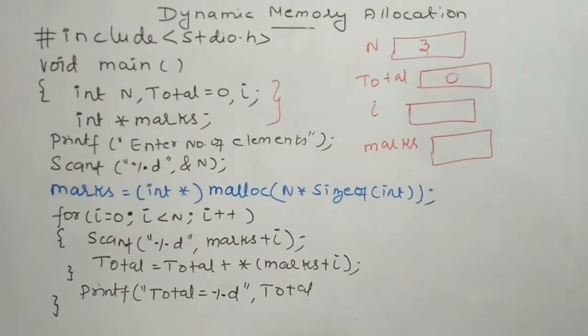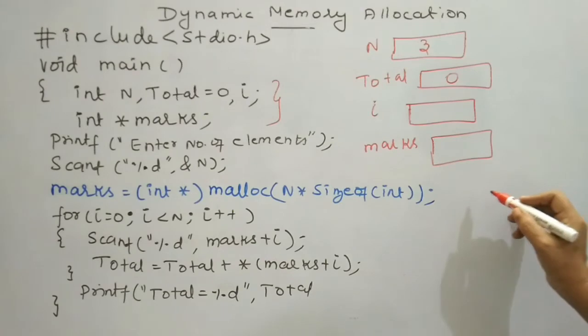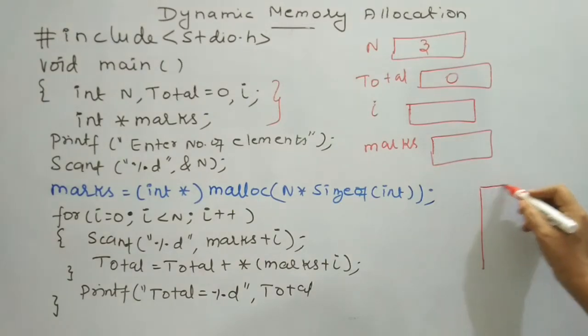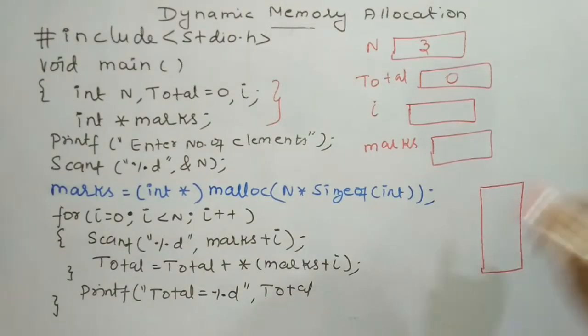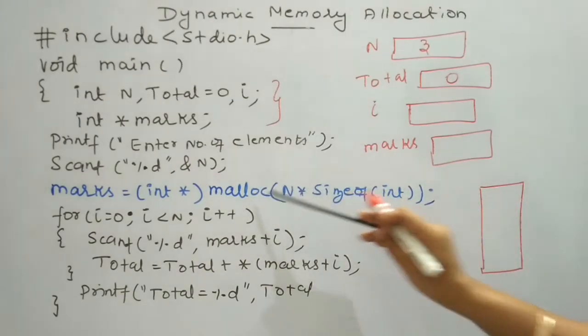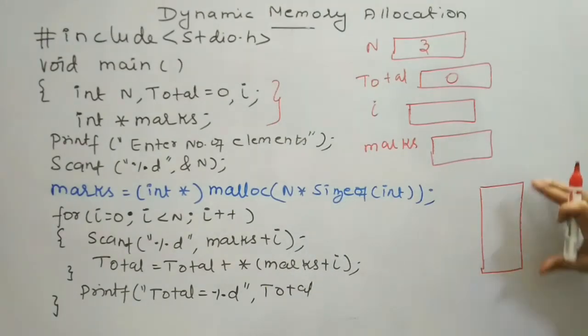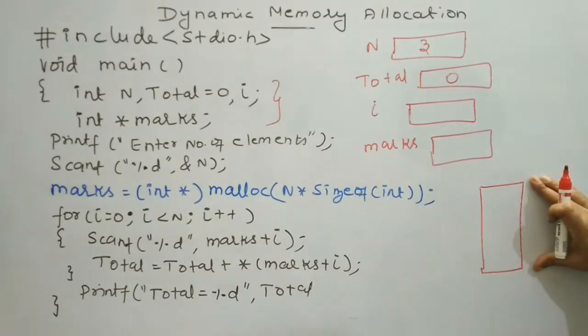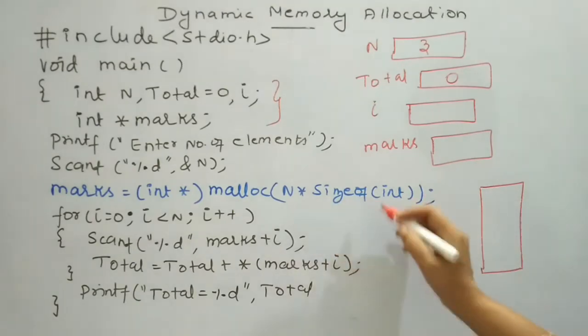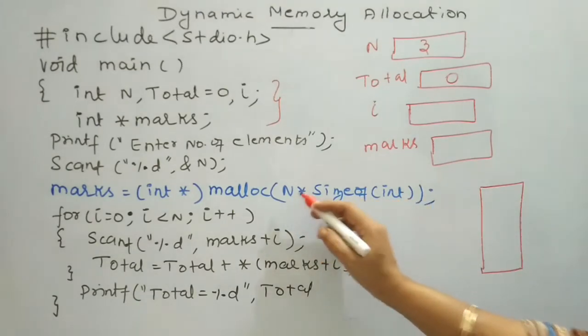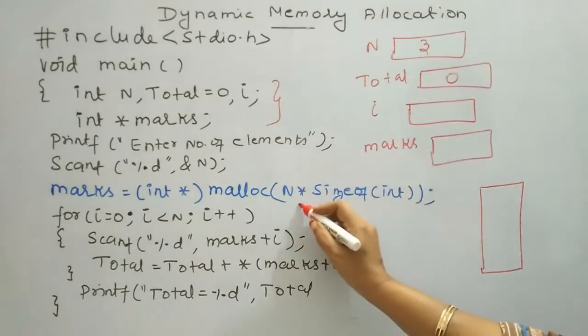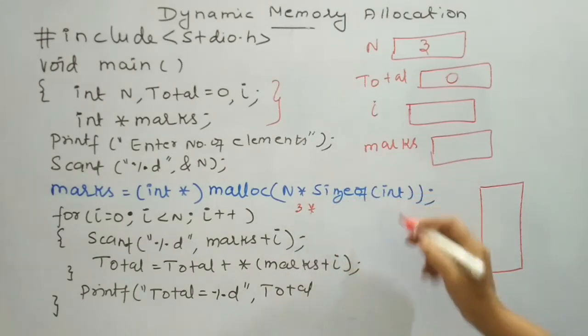Then I am going to allocate a block of memory to store array values using this malloc function. What is the function parameter for this malloc function? The size of the memory block that needs to be reserved. So how am I getting the size? It is n, which is 3, into sizeof(int).